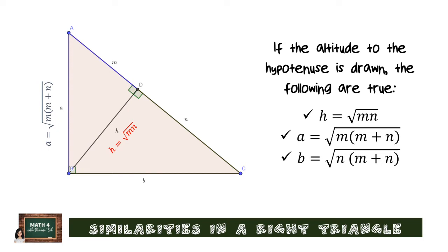Third, the other leg B is equal to the square root of the quantity of n times the quantity of m plus n. For a detailed discussion of this, you may want to review the contents of your SLG 7.5.1. Let us apply these similarities in solving the problems in your SLG 7.5.2. Since the odd-numbered exercises are answered at the end of the learning guide, we will only use the even-numbered exercises in this video.